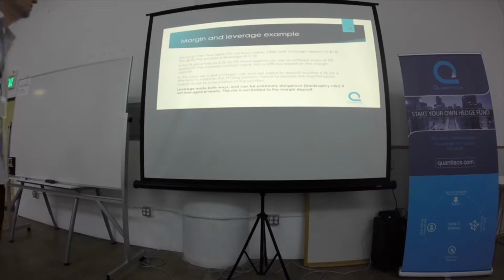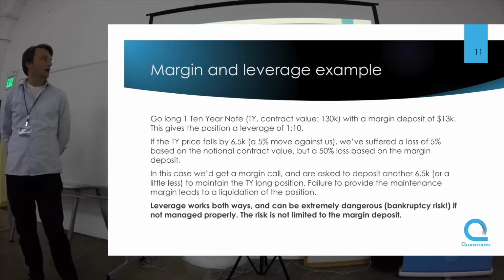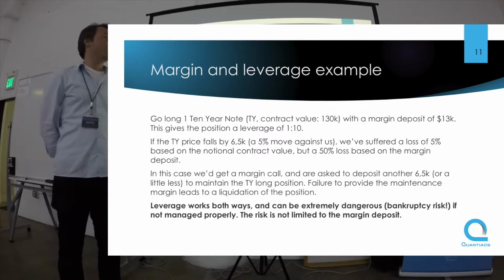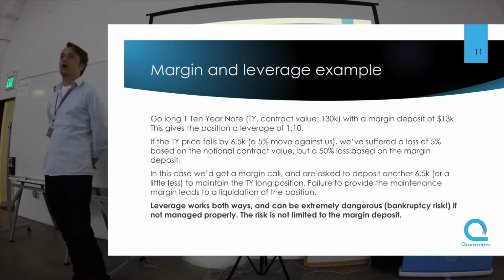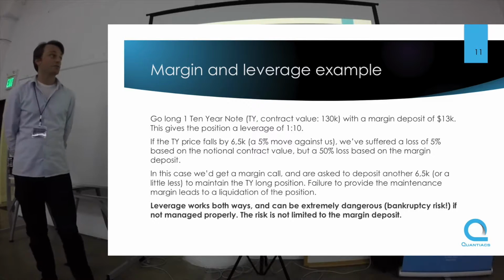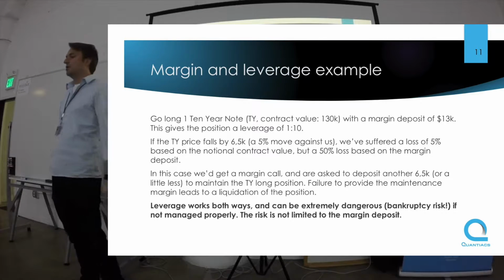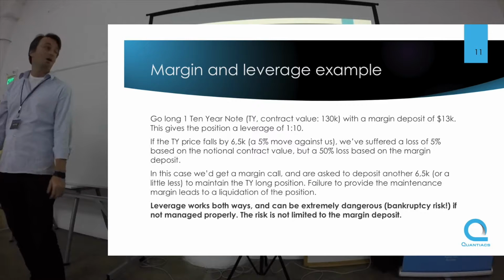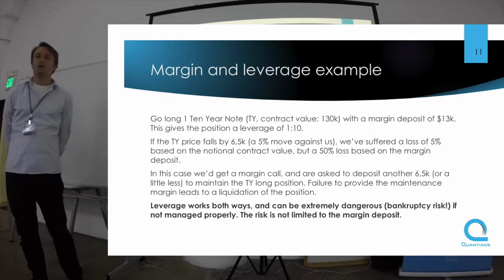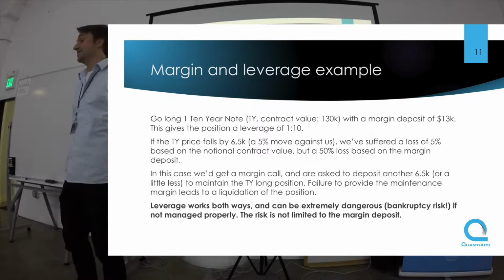Okay, let's do a little example of margin and leverage. I go long one 10-year note, government bonds. The contract value of this would be 130K, and I can do that with a margin deposit of, say, 13K, depending on the contract that I have with my broker. This gives me a leverage of 1 to 10. So leverage, of course, comes with both upside and downside.